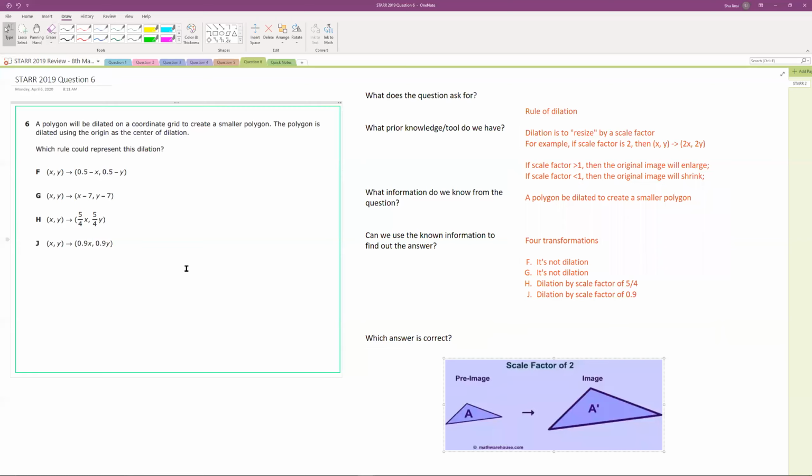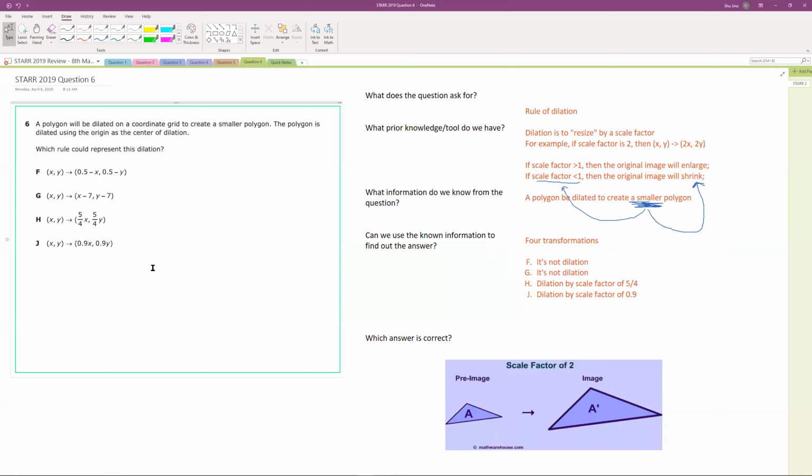All right. Now let's look at this question again. What information do we know from the question? A polygon will be dilated to create a smaller polygon. A smaller polygon. This is important information. Smaller means after the dilation, the image shrinks. If the image shrinks, that means the scale factor is less than 1. So that's the information we get from the question. Now let's take a look at the options, the choices.